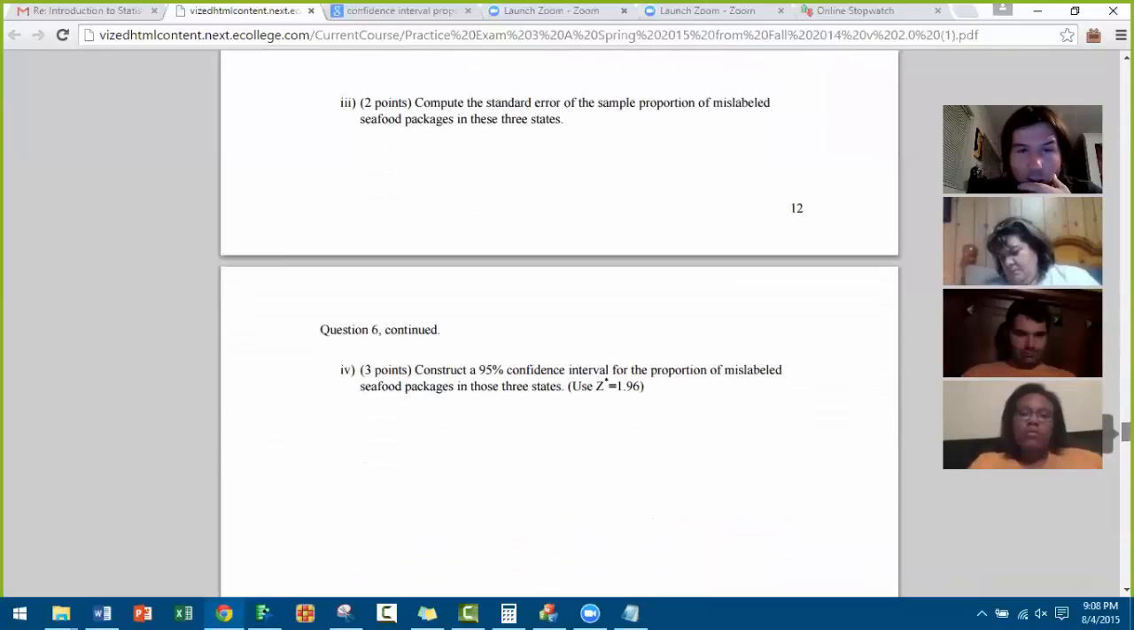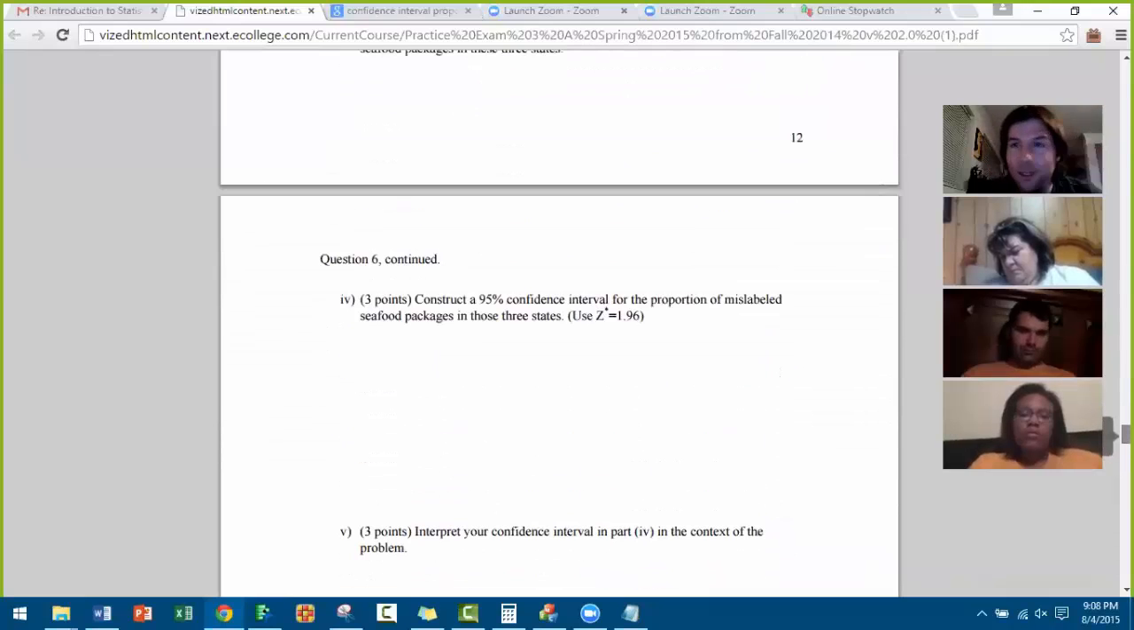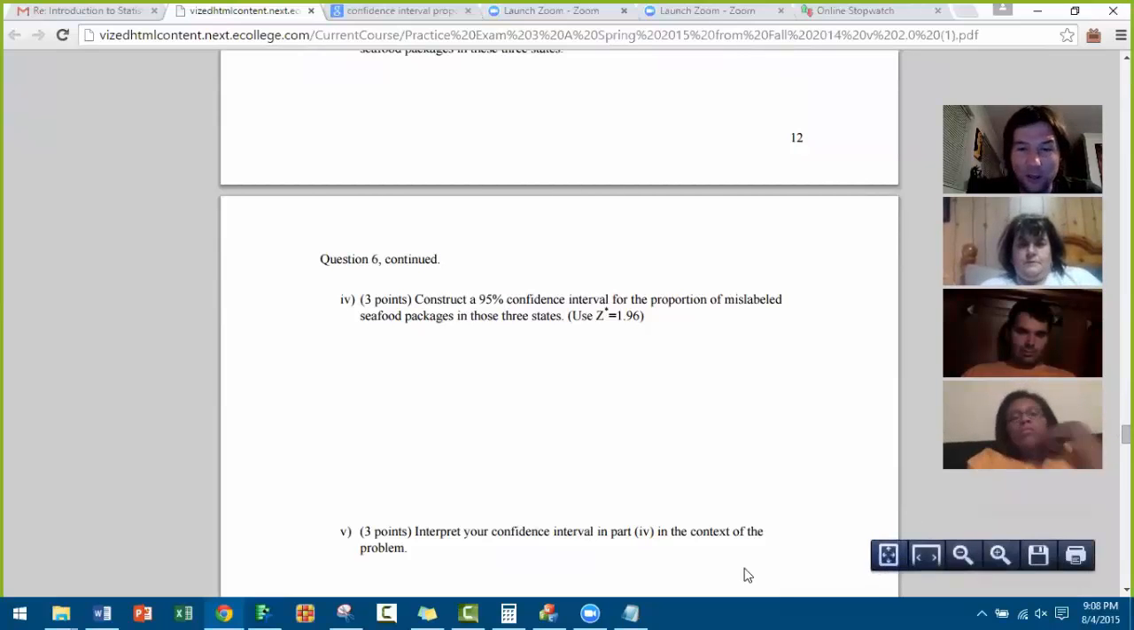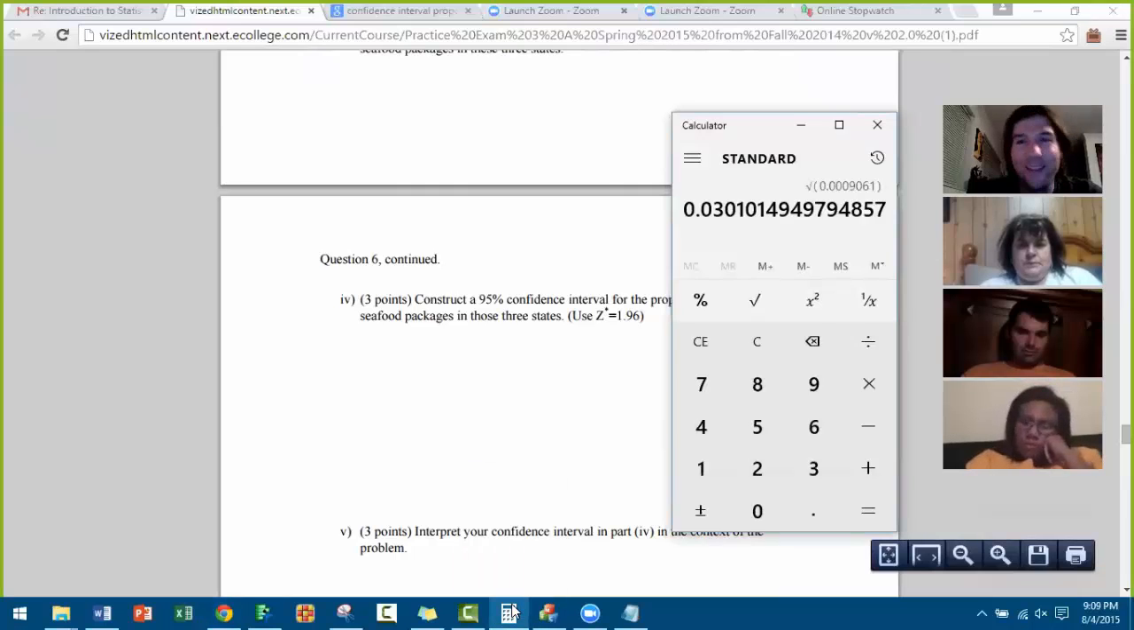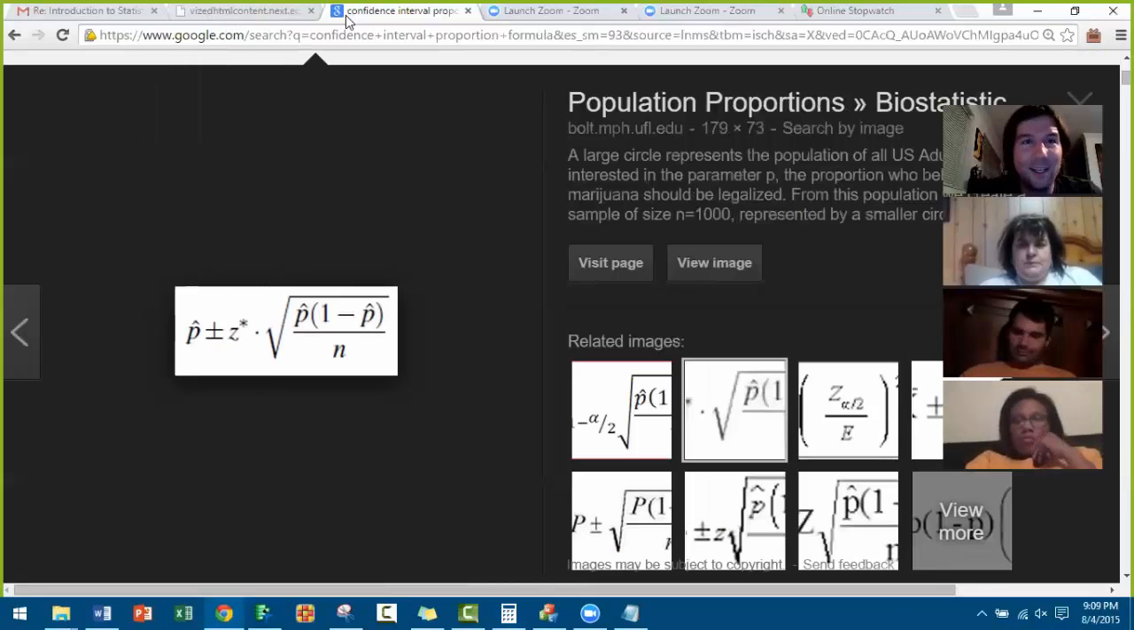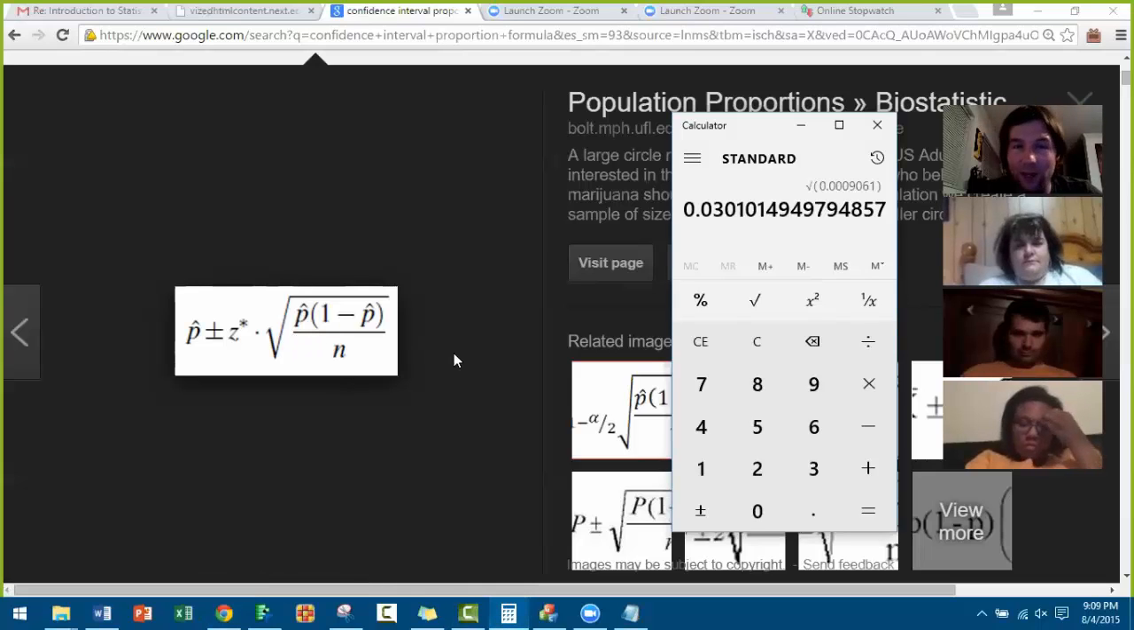Let's go down. Construct a 95% confidence interval. I mean, z is basically 2. The easiest way to solve this right here is, you see, we already got this in the calculator. If you look at it, all you're doing after you solve for the standard error, which is this portion right here, is multiplying it by 1.96. And this is now the margin of error.